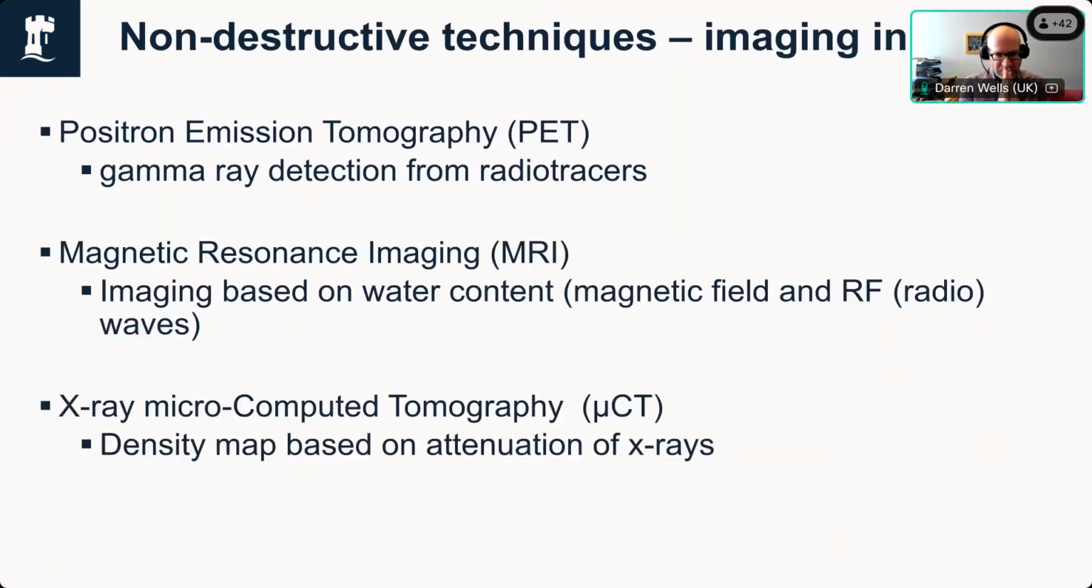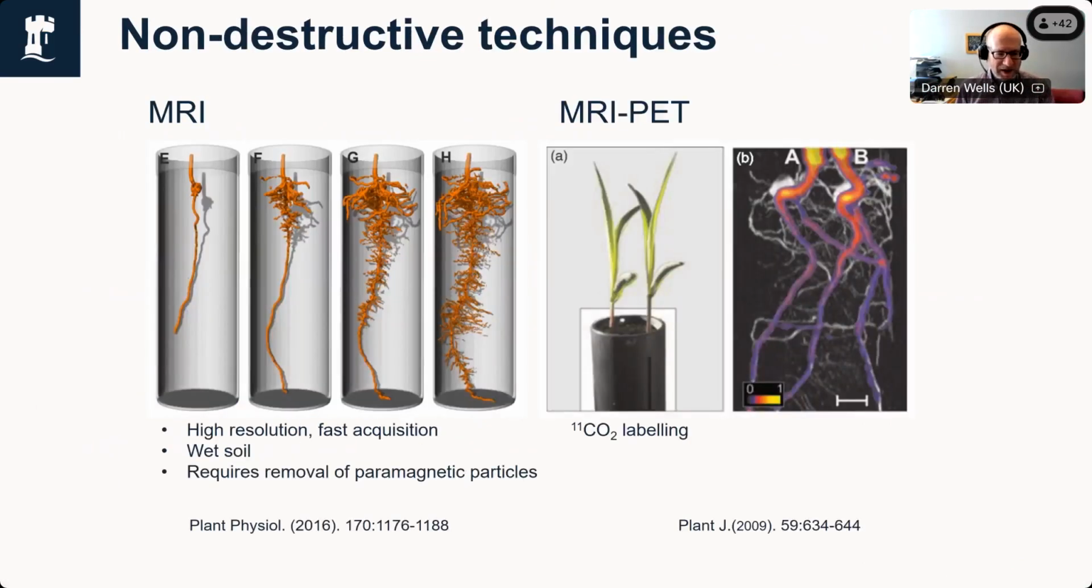So moving on to non-destructive techniques with full imaging, these are, as I mentioned, the tomographies. So PET is using gamma rays and radio tracers. MRI is based on water content, it's magnetic fields, and it uses radio frequency waves. And the technique we use here is X-ray microcomputed tomography, which produces a density map based on the attenuation of X-rays through the sample. And each system has its advantages and disadvantages. MRI is particularly good because the resolution is nice, with fast acquisition time. It works in very wet soils. It doesn't care how wet the soil is.